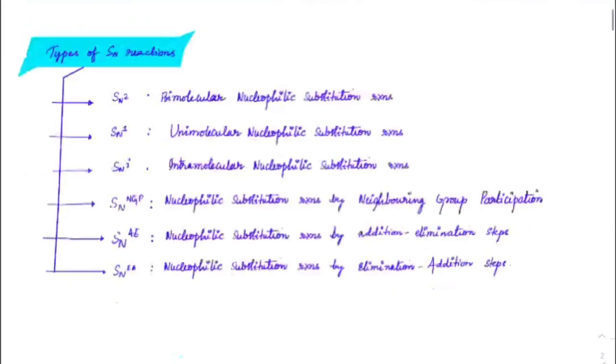Now coming to the type of reactions, today we'll focus mainly on SN type of reactions. We have several types of substitution reactions, among them SN2, SN1, SNi, SNAE and SNEA. These are the different kinds. SN2 is a bimolecular nucleophilic substitution reaction. The 2 represents that there are 2 molecules involved in the reaction, and N represents that it is a nucleophilic substitution type of reaction. I'm pretty sure everybody is aware of that.